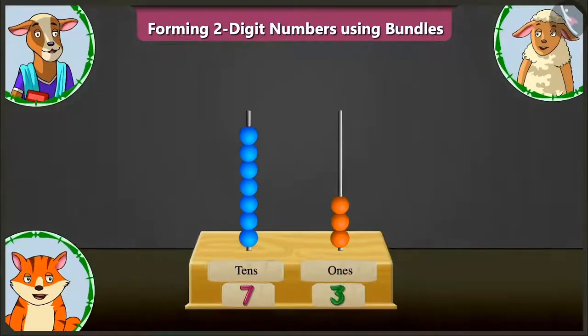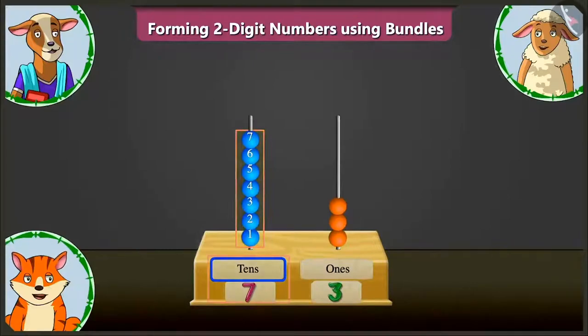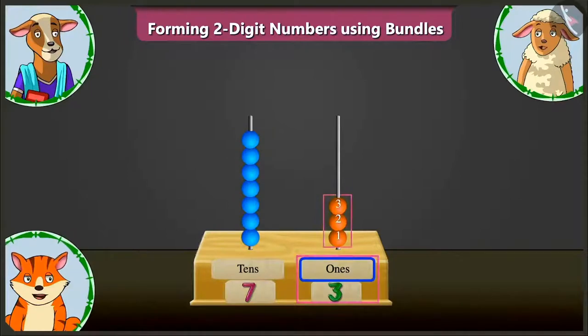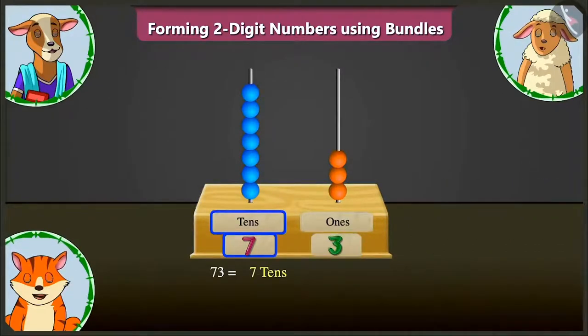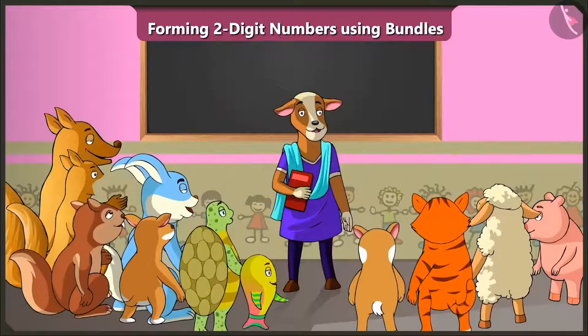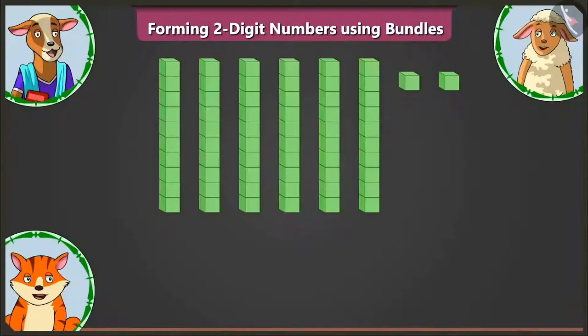Well done. Now here, in the tens box, 7 tens means 70. And in the ones box, 3 ones means 3. So, adding 70 and 3 makes it number 73. Absolutely correct. Now, how will you expand 73 into 2 parts? 73 means 7 tens and 3 ones, meaning its 2 parts will be 70 and 3. Well done. Now, let us look at the second example.